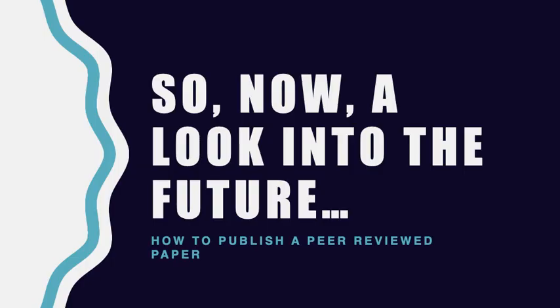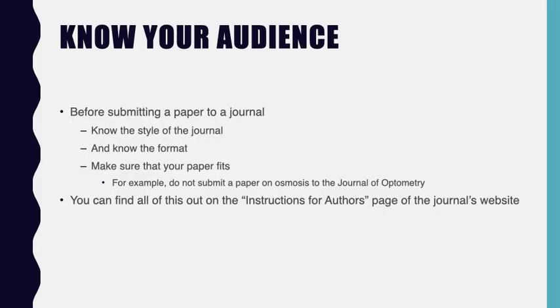So now, let's just take a look into the future and talk about publishing a peer-reviewed paper. As I said before, know your audience. So before you submit a paper to a journal, know the style of the journal and know the format of the journal, and make sure that whatever you're submitting actually fits. So for instance, don't submit a paper on osmosis to the Journal of Optometry. They're not going to care, and they're just going to reject your paper, and you're going to be down a few days or longer because it's going to get rejected, and you've basically wasted your time.